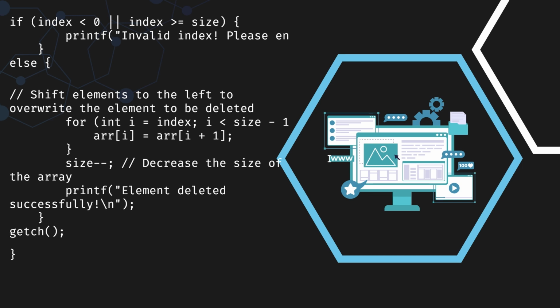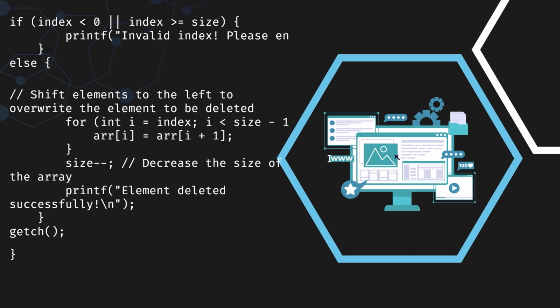Here I am simply writing a control statement. In this control statement I have written a condition: index less than 0 or index greater than or equal to size. This will say invalid index, please ensure the index is between 0 and size minus 1, because if you do not enter a proper index of the array, it will show an error message. If you enter a proper index number, it will go to the else part.